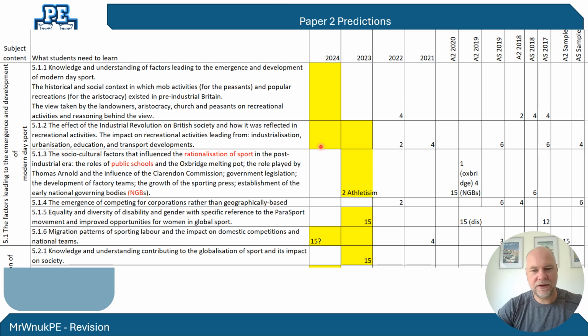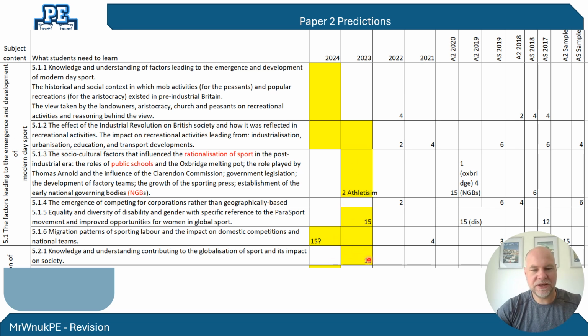Okay, and then if we're looking at equality and diversity, last year we had questions on women in sport and a 15 marker on the barriers to women in sport. The area that probably was due to come up, and I would suggest is worthwhile revising as a 15 marker because it last came up in a sample question, is migration patterns and the impact of labour migration, which I did a video on recently.